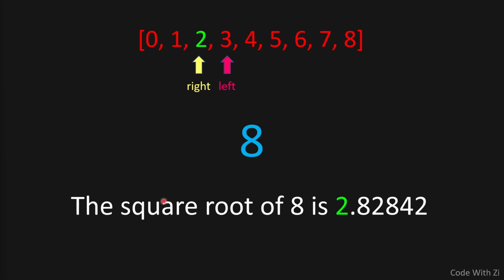And as you can see, the square root of 8 is 2.8. So if we find the answer, just like we saw in the previous examples, we're just going to return it. And if we don't, we're just going to return right, because right is always going to be equal to the nearest rounded number to our original answer. Now, let's code this in the simplest way possible.